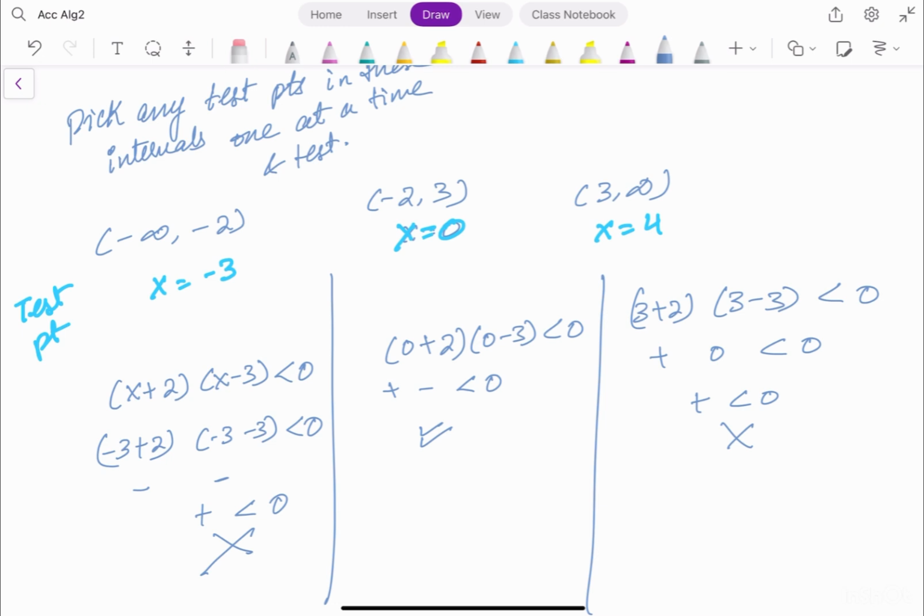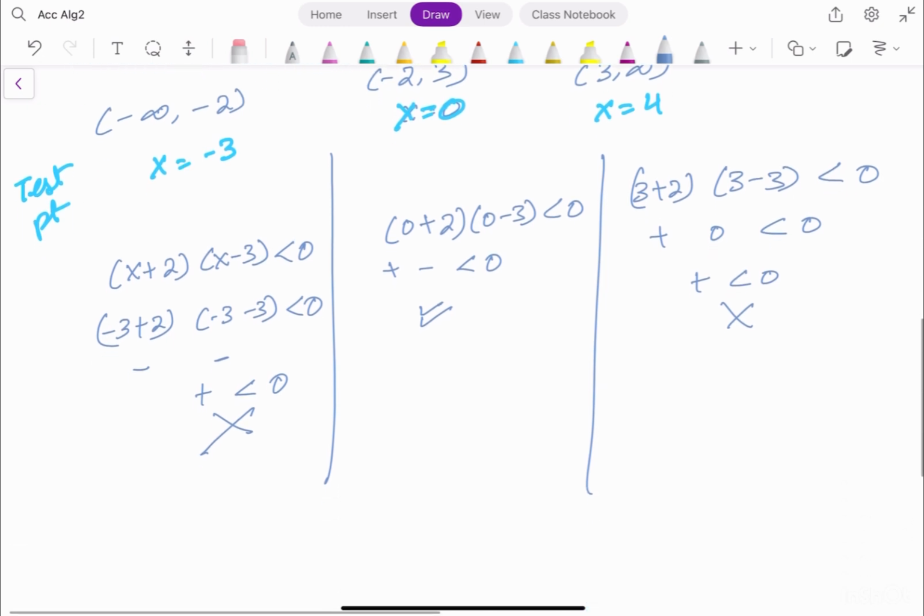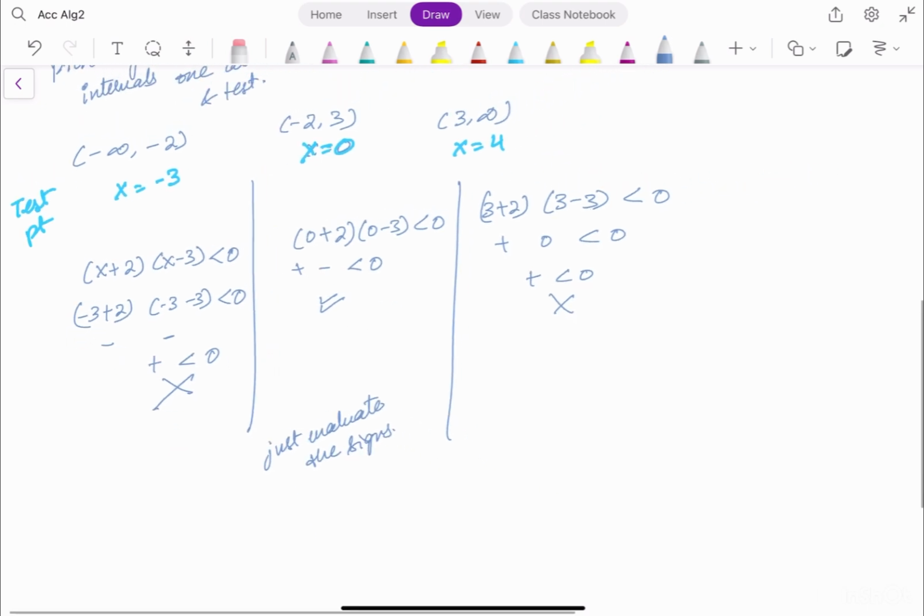So the only interval that will be the solution for this inequality will be -2 and 3. Again, I am emphasizing the point that you just have to evaluate the signs, no need to calculate every single time. So my answer is the open interval -2 and 3.